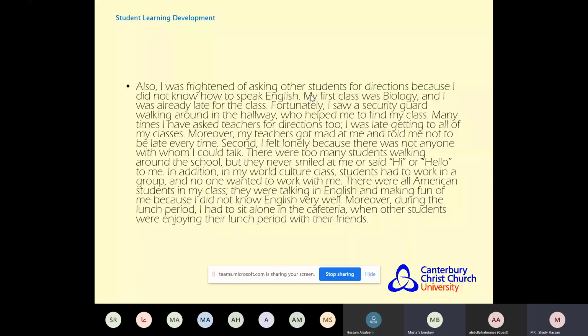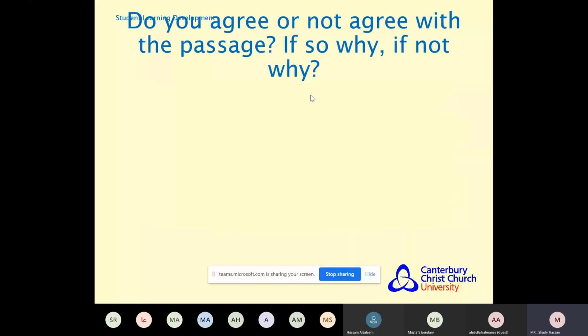Okay. Do you agree or not agree with the passage? Does it apply to you? I'm talking here about this passage on the impression of the first day at a new school. Do you have the same impression while joining the school this year or the first time? If so, why? If not, why not.